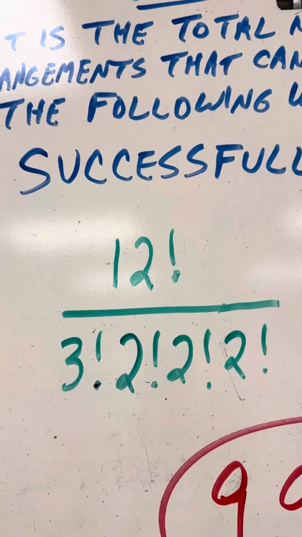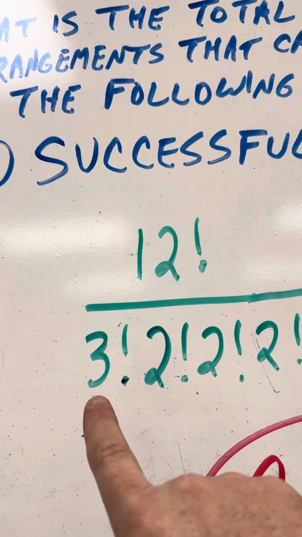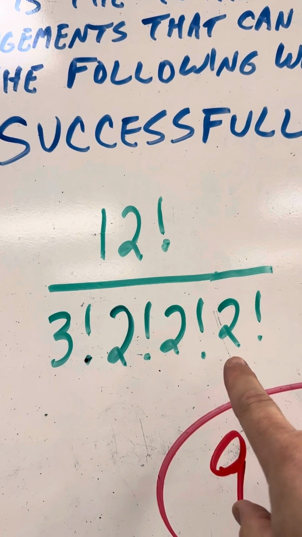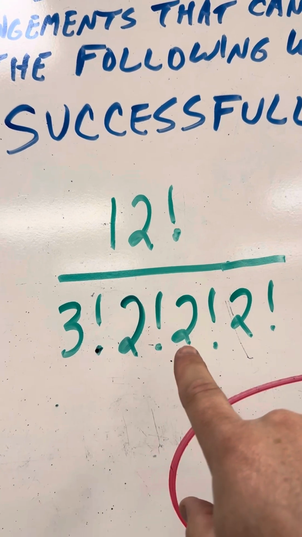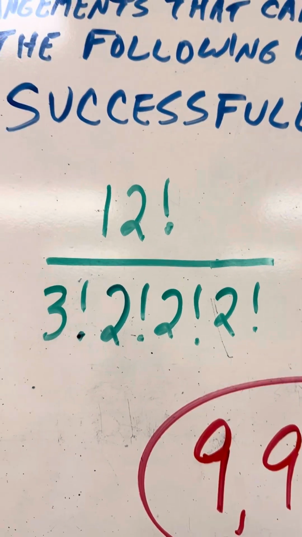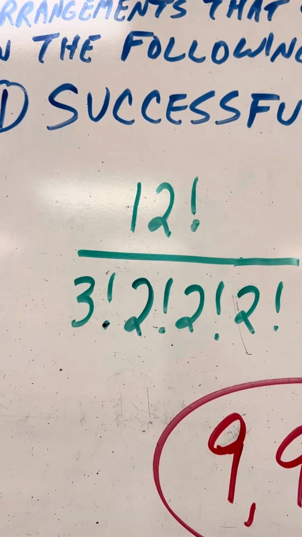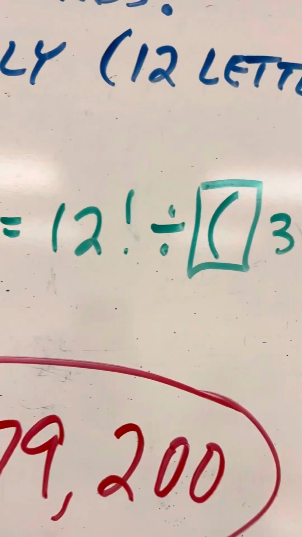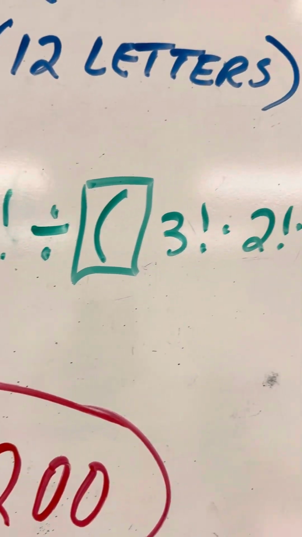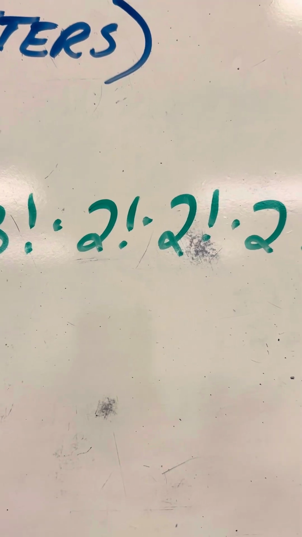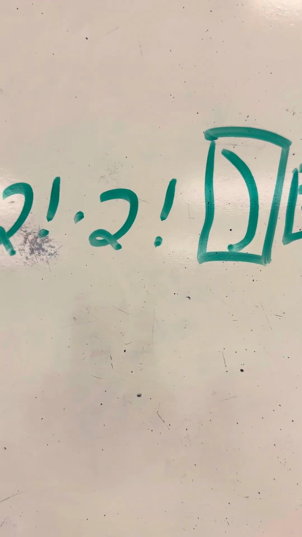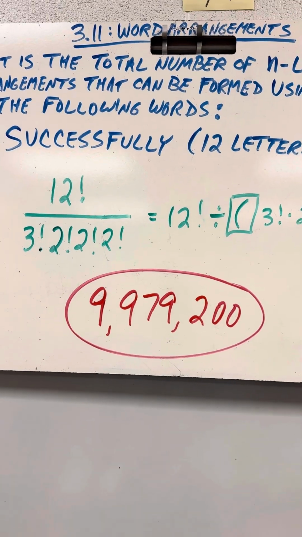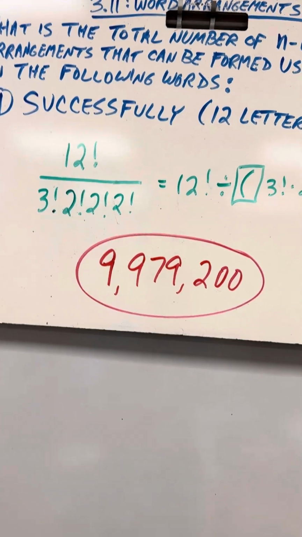So you multiply that out, and by the way, 3 times 2 times 1 is 6. 2 times 1 is 2. 2 times 1 is 2. 2 times 1 is 2. So 6 times 2 is 12. Times 2 is 24. Times 2 is 48. So you can do 12 factorial divided by 48, or you could do 12 factorial divided by, you have to use parentheses. Hit parentheses, and then 3 factorial times 2 factorial times 2 factorial times 2 factorial. Hit parentheses again, and then equals. And you should come up with 9,979,200.